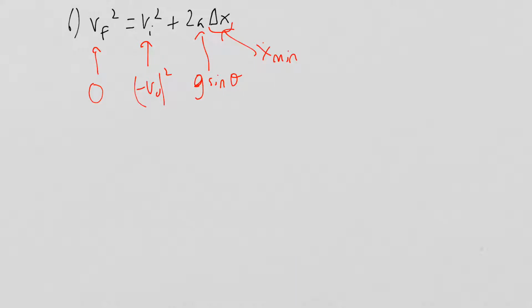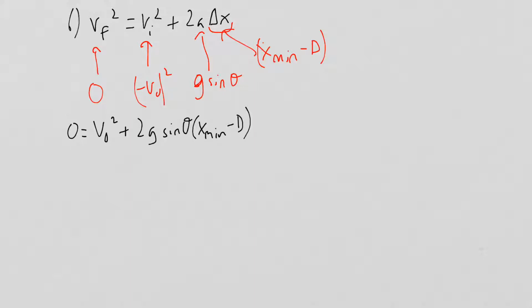But it's not just x min, because we don't start at x equals 0, right? It's x min minus d, right? Final minus initial position. So we can plug all that in, right, and solve. Right, v naught squared plus 2g sine theta, x min minus d. Right, and that's it. Now we just have to do some algebra.